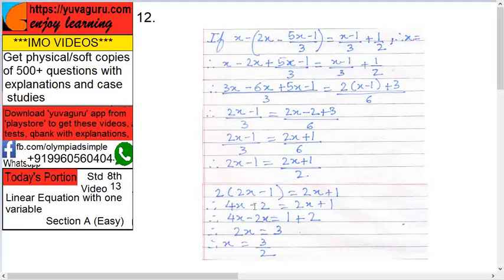Bring x on one side and without x on the other side. So 4x minus 2x and plus 2 minus 2 on this side, it becomes plus 2. 2x on this side, it becomes minus 2x. So 2x equals, this is 3. So 2x equals 3. So x equals 3 by 2. That is the answer required.